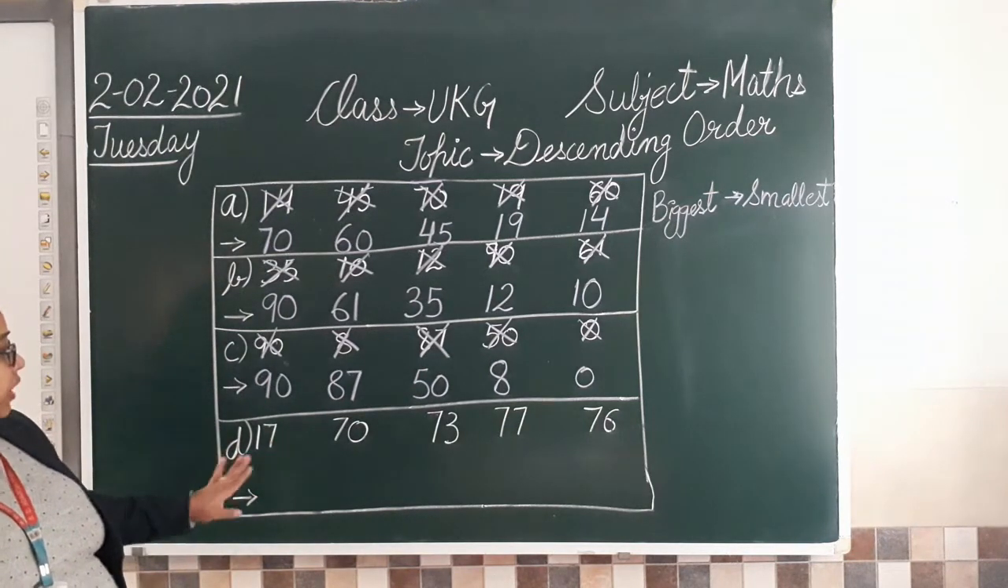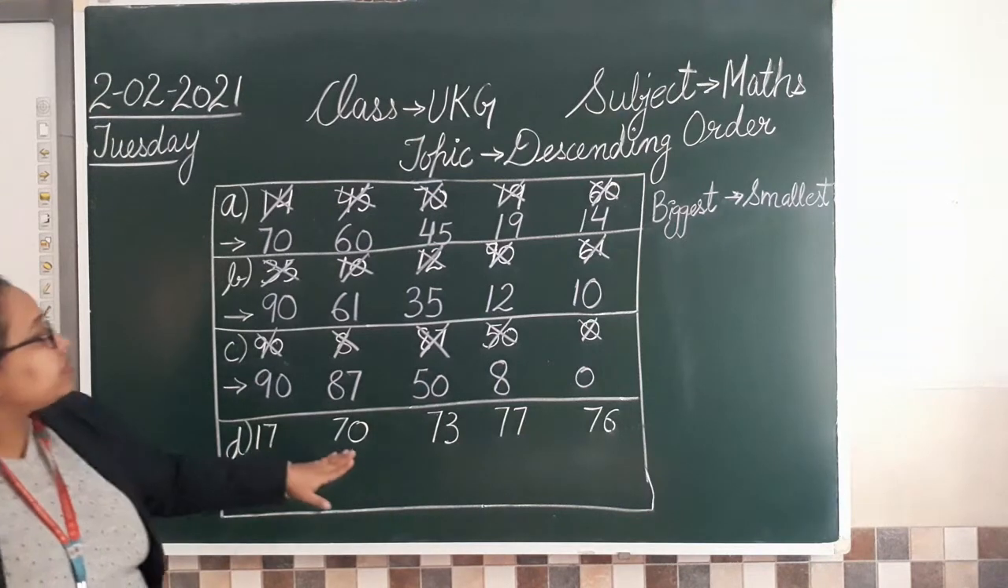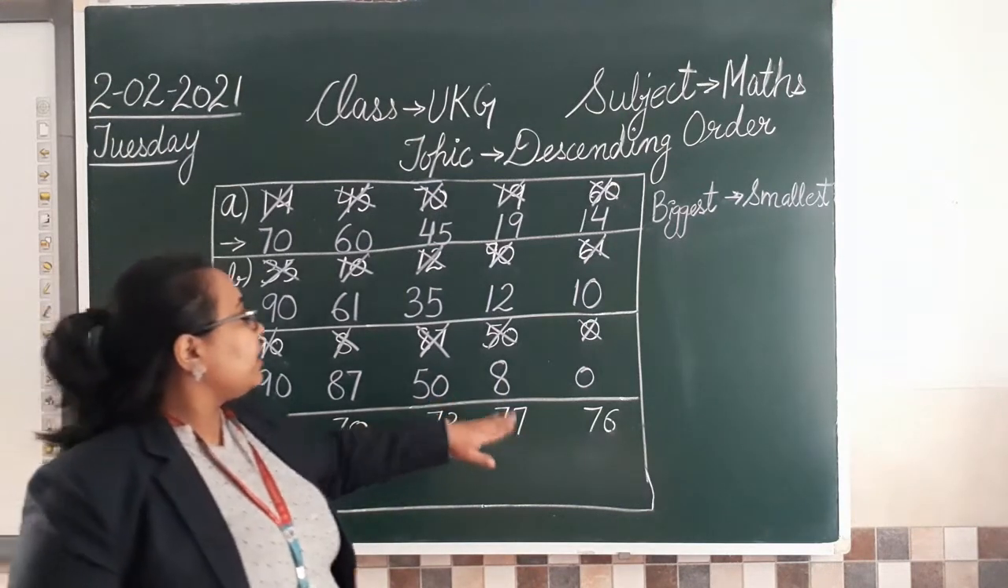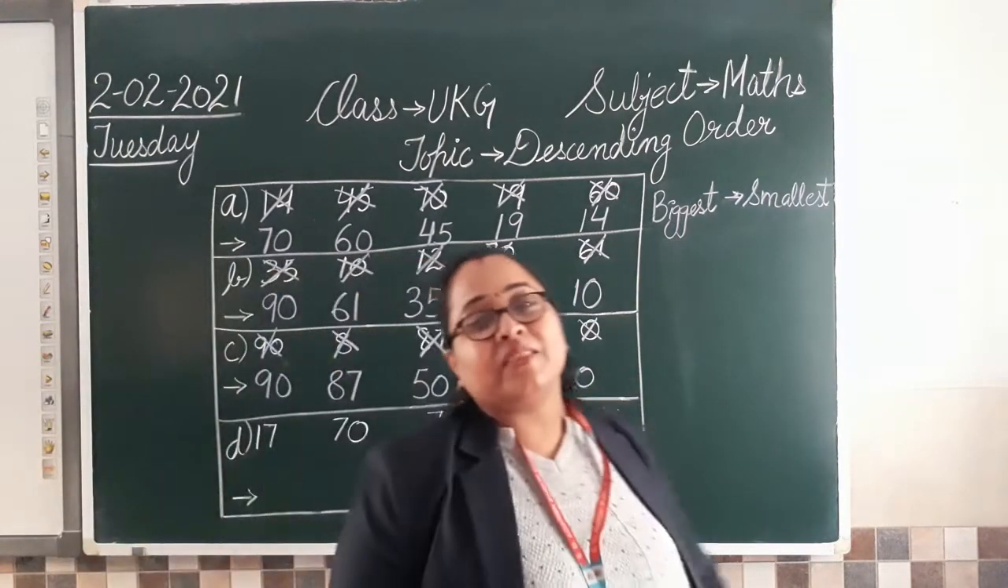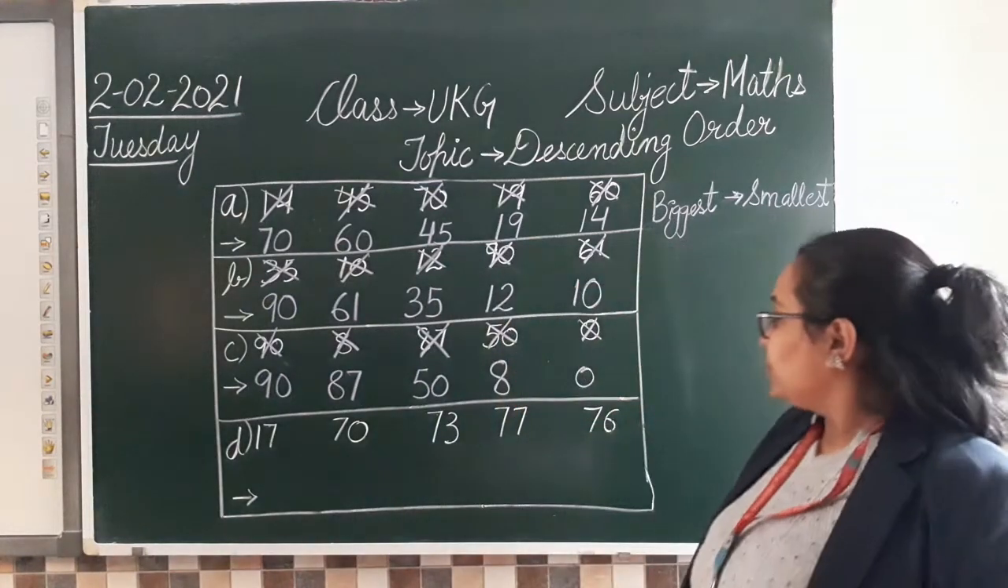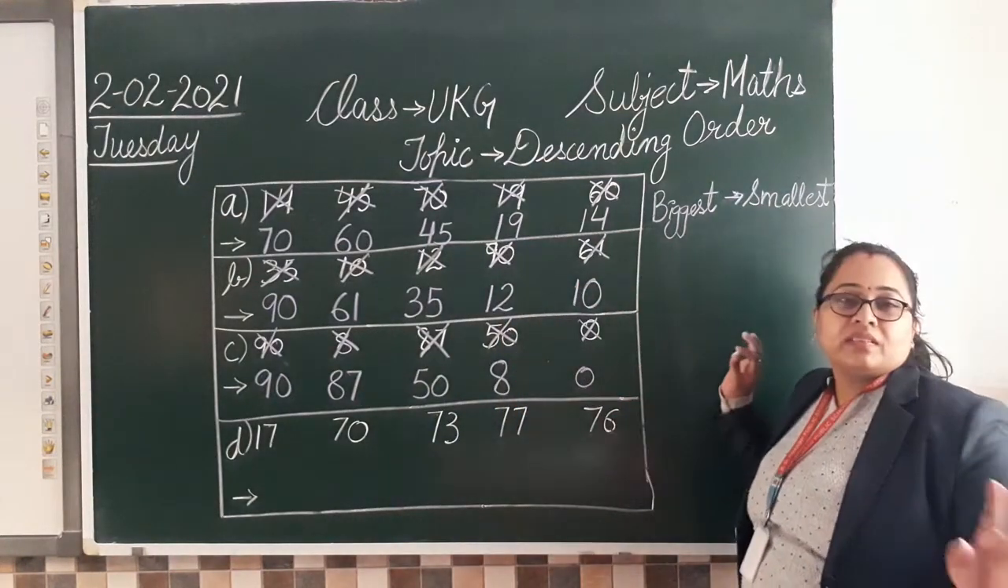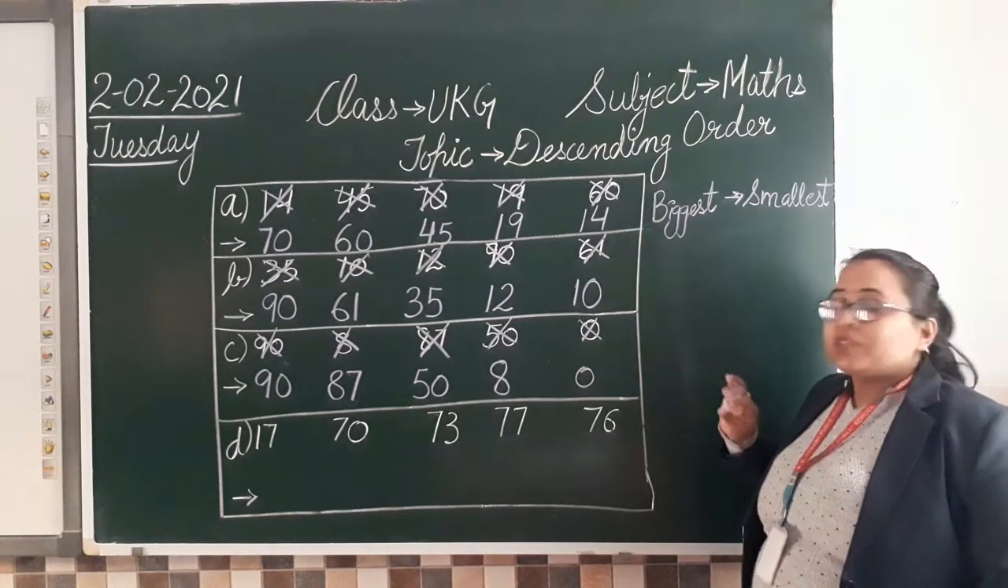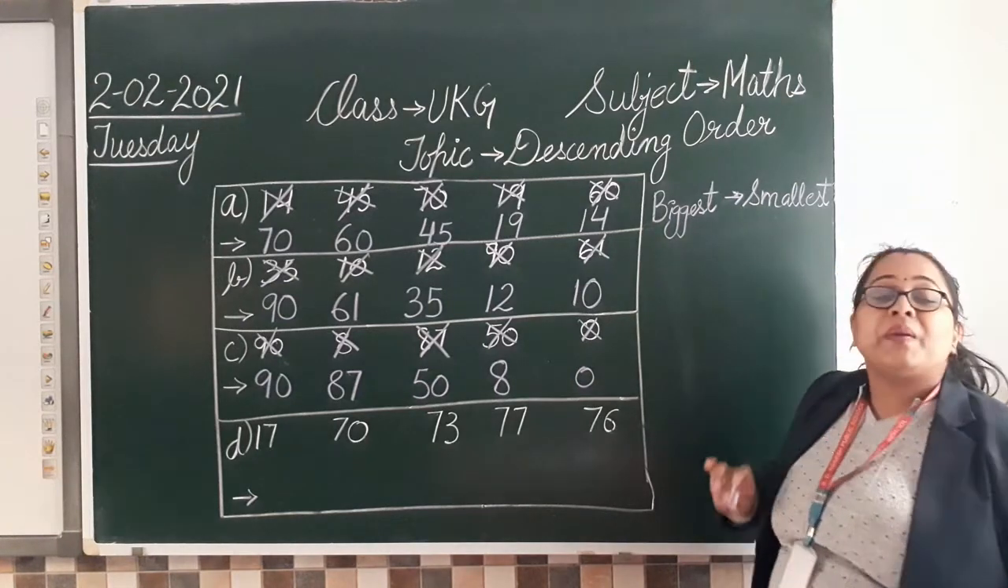Now I have some numbers here. They are a little tricky. 17, 70, 73, 77, 76. All having some sevens in them. Isn't it? So now tell me which is the biggest number.